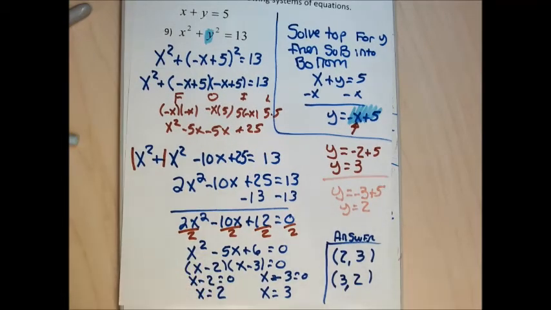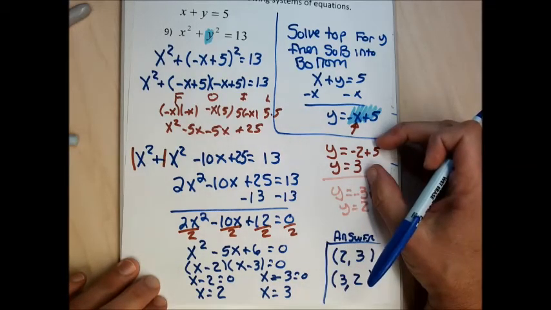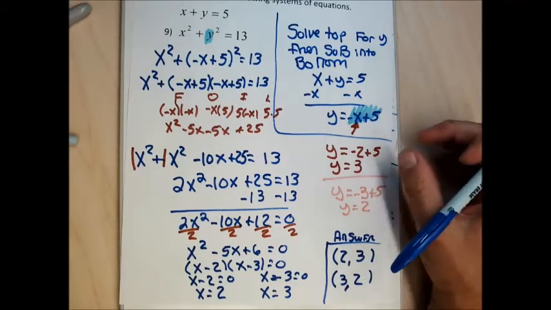So a lot of times students will just write 2, 3, 3, 2 and not pair them together, and I have to take points off. So it's real important when you get answers for x, each x only matches with a specific y, and it's the y you get after you substitute.